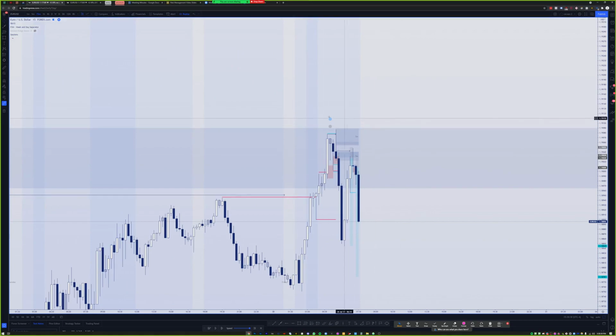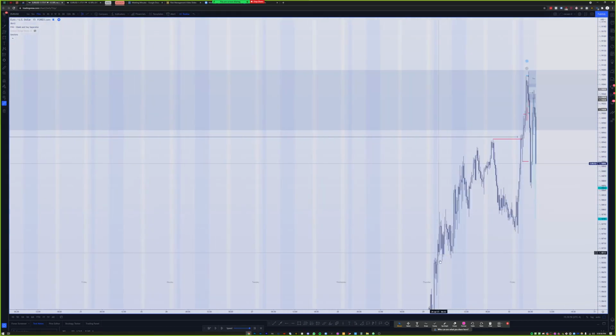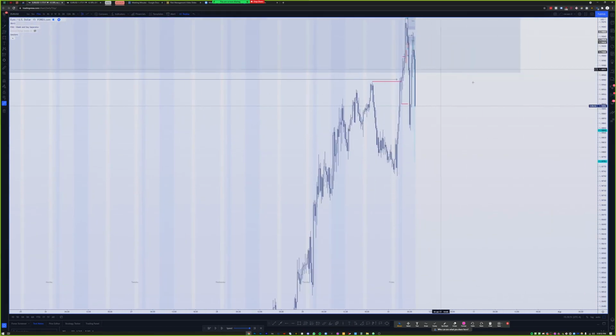We come into a 4-hour POI that again swept liquidity, had inducement, right? We get our change of character. We see a lot of intent to sell, right? Like this is some pretty bearish price action. Not only that, but price is also rounding off, right?